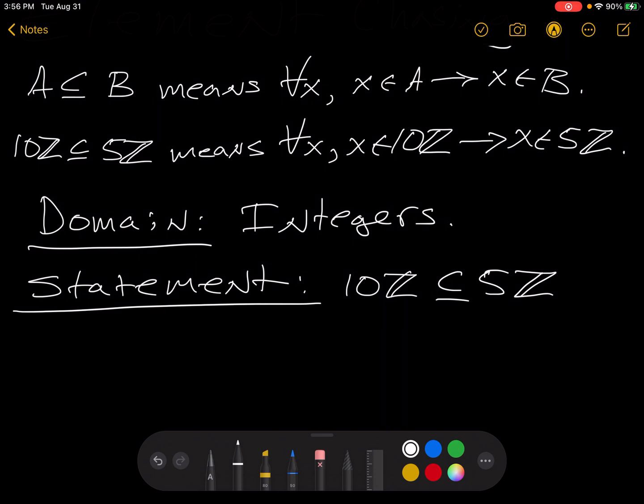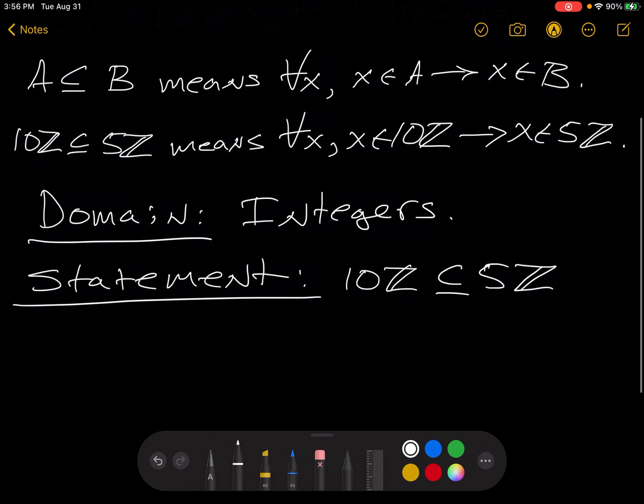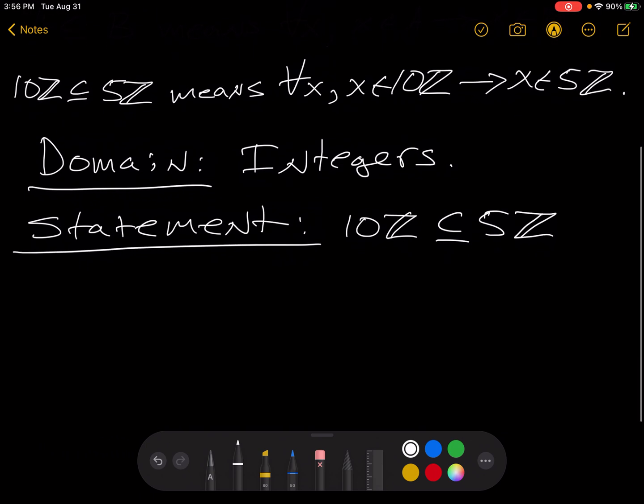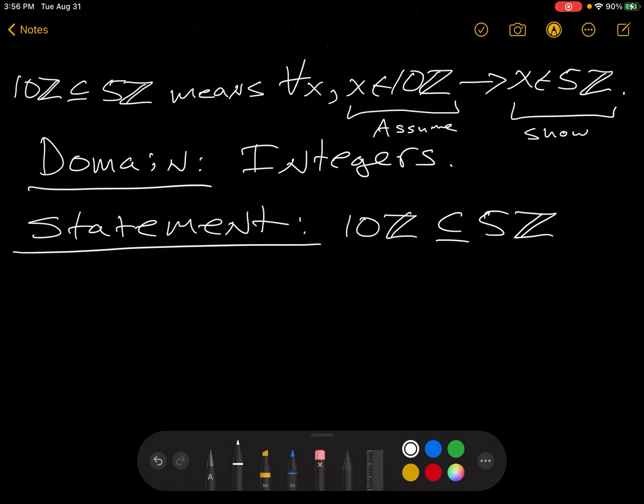So proving this statement that if x is in 10Z, then x is in 5Z, this is an element chasing proof. So an element chasing proof is really just a direct proof. Remember that in a direct proof, this is our assumption. This is what we want to show. So let me prove it.